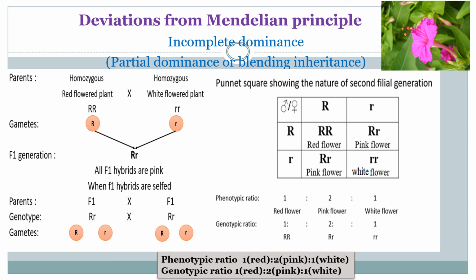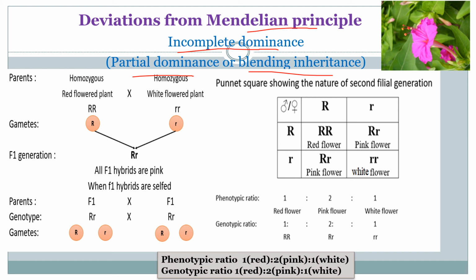Now let us move towards one more concept which Mendel failed to explain. That is the deviation from Mendelian principle. This is also known as incomplete dominance or partial dominance or blending inheritance. And this can be seen in flower color in Snapdragon. So flower color in Snapdragon can be given as an example, or else four o'clock plant. So these are some of the examples for incomplete dominance.